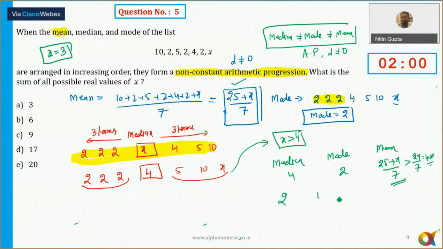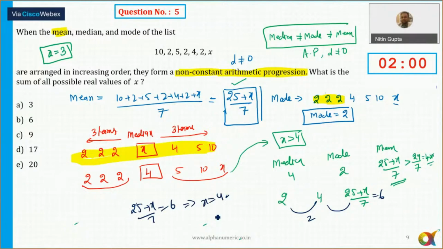So I'll say 2, 4, and (25 + x)/7 are forming a series of arithmetic progression. Here the difference is 2, so this should definitely be equal to 6, because (25 + x)/7 is definitely going to be greater than 4, as x is greater than 4. So (25 + x)/7 is equal to 6. I'll get x equal to 42 minus 25, which is 17. Is 17 possible? Yes, 17 is very much possible.